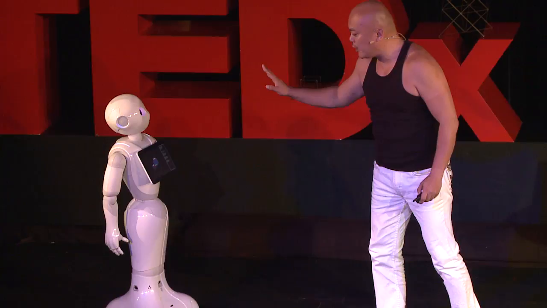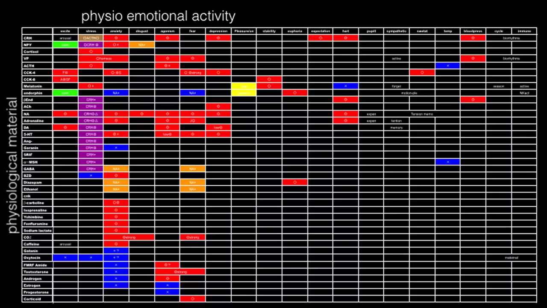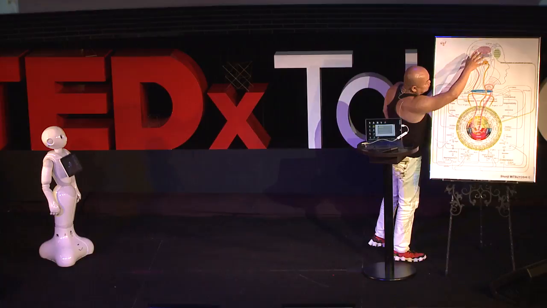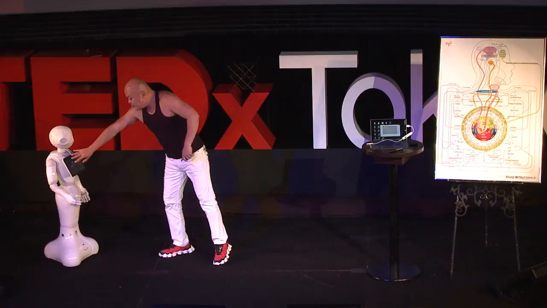This axis is physiological material. Adrenaline, endorphin, many. I'm artist, not rock and roller. And this axis is physio-emotional activity. I gathered the data in this matrix, and I created this emotional map to show relationship together, brain and emotions. This engine in this, inside him.